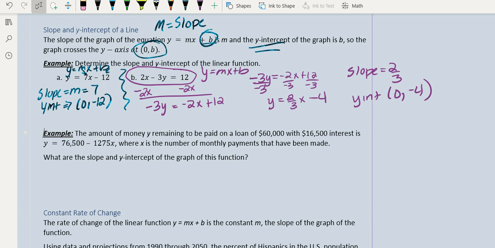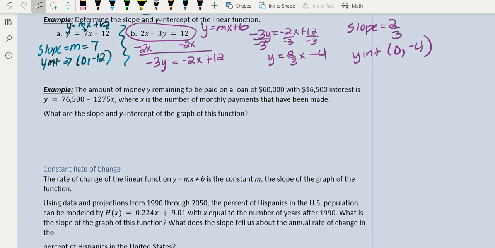Oh, this has come back to haunt us again, right? So the question is asking us, what is the slope and what is the y-intercept of the graph of this function? So what is the slope? Is this written in slope-intercept form? It actually is not. Notice the x is here. So if I write it in slope-intercept form, it should be y equals negative 1275x plus 76,500. All I did was rearrange.